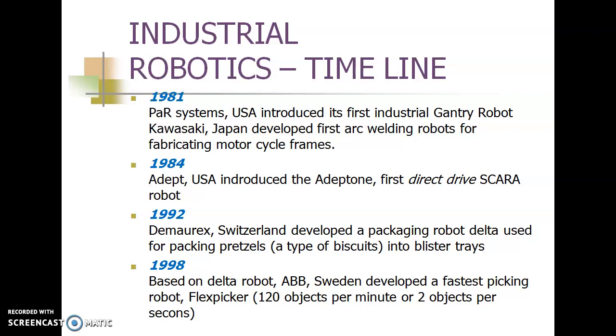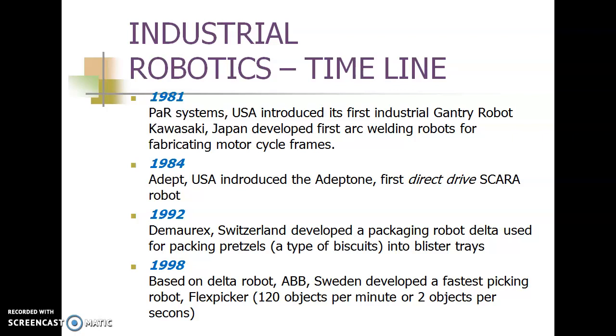That happened in 1984. In 1992, Demaurex, Switzerland, developed a packaging robot named Delta. This packaging robot packed pretzels into blister trays. Pretzels are a type of biscuit. That packing robot was developed in 1992. In 1998, based on the Delta robot model, ABB Sweden further developed the fastest picking robot. It picks material very fast. It was named FlexPicker. It picks about 120 objects per minute, or 2 objects per second.